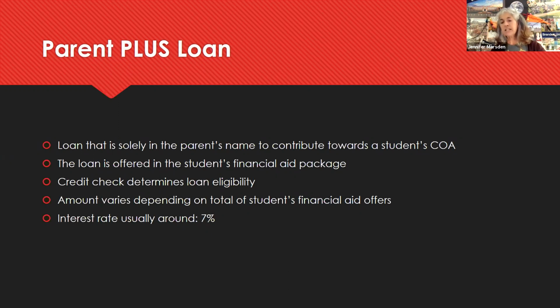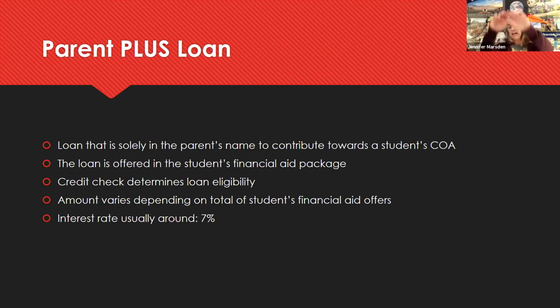Like if your EFC is $70,000, they're probably not going to offer your student a student loan. But if you want your kid to take out a loan because you want them to have skin in the game, I've heard that from a lot of parents, you just call the financial aid office and say, hey, we want that student loan added to the financial aid package, and they will add it. They'll just say, oh, we didn't think you needed it, so we didn't put it on there.